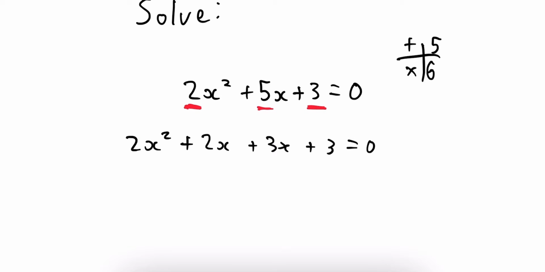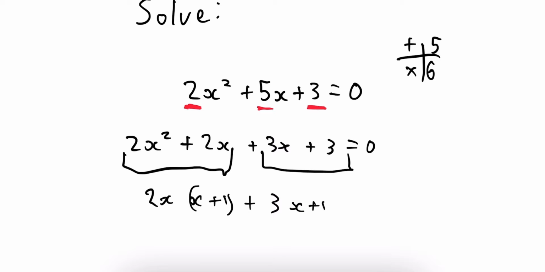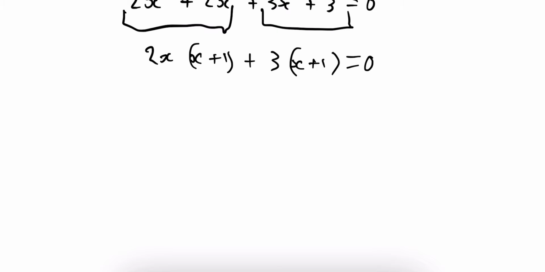Now we factorize in pairs, so these two and these two. From then on, it's pretty much the exact same as the monic example. The only difference is this first step here, to find the number that it multiplies to. So from here, very straightforward. Take out 2x as a common factor, and we're left with x plus 1. And here we take out a 3 as a common factor, and we're left with an x plus 1 as well. Then we take out our x plus 1 as it is common in both.